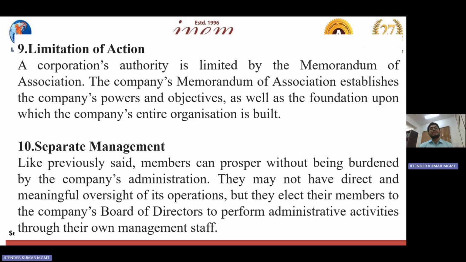And the next point is limitation of action. That means a corporation's authority is limited by the memorandum of association. Whatever is mentioned in the memorandum of association, it will work as per that format and the things that they have given to the public. So that is the objective and the power, and it should be done in a proper manner, right?